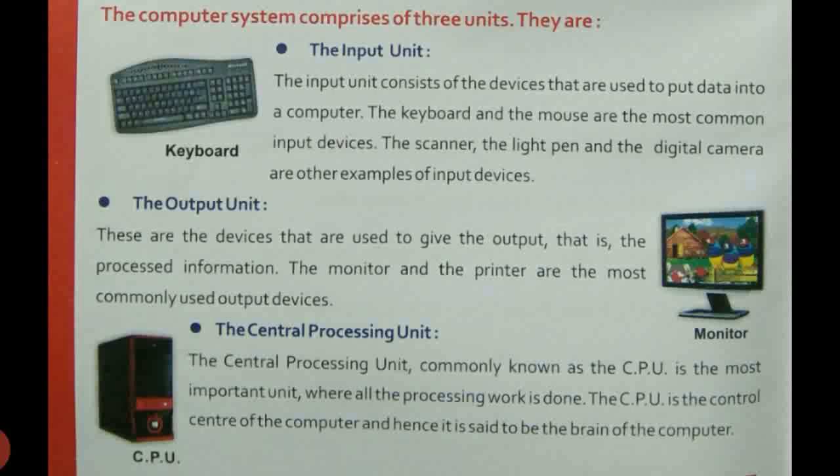Okay. Third one is the central processing unit. The central processing unit, commonly known as the CPU, is the most important unit where all the processing work is done. The CPU is the control center of the computer, and hence it is said to be the brain of the computer.